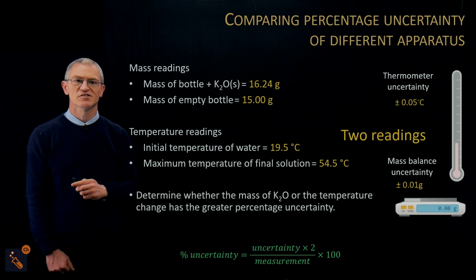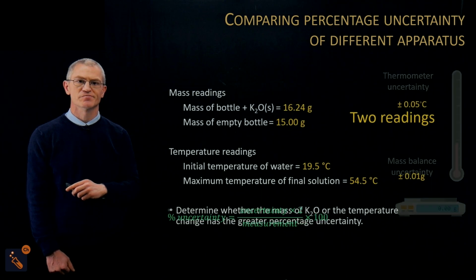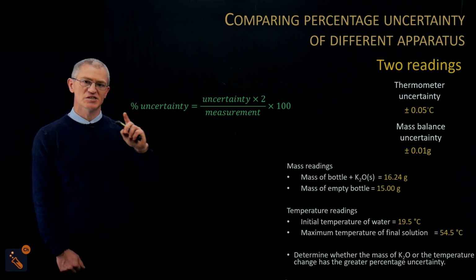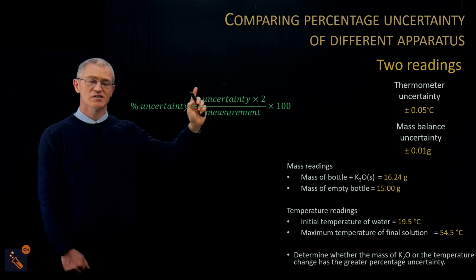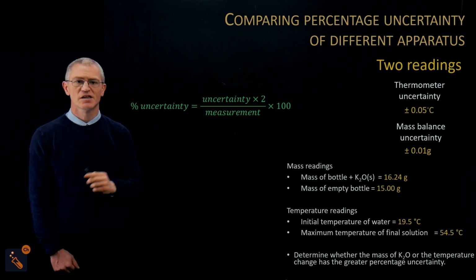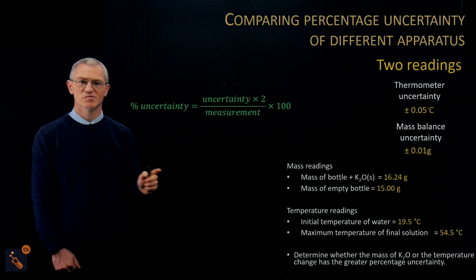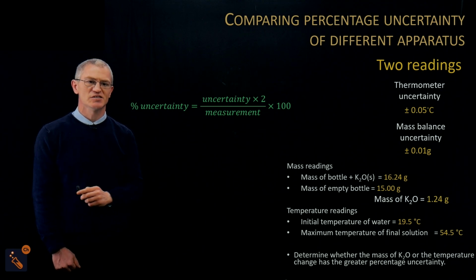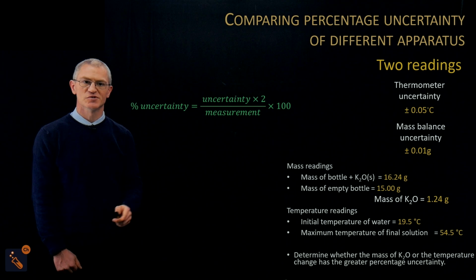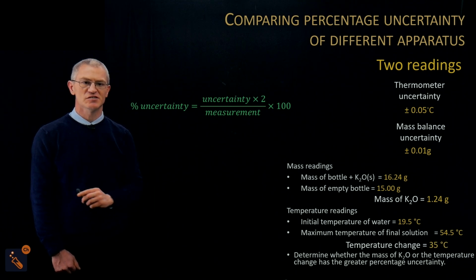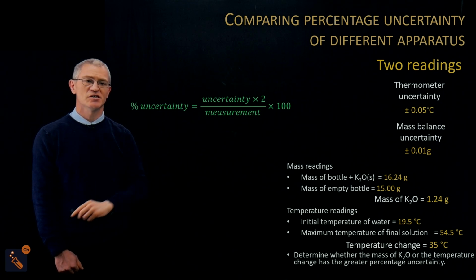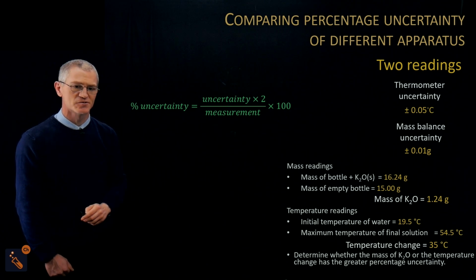So we now need to calculate the uncertainties for both of these sets of readings. So let's do that. So to do the percentage uncertainty, we need the uncertainty itself, which we're given in the top right corner here, 0.05 and 0.01. And we need to do the measurement. We can do the measurement by taking these different readings and minusing them from each other. So the first one is the mass of potassium oxide being 1.24 grams. And then we do the temperature change. The temperature change is 35 degrees Celsius. So we have a measurement for both the temperature and for the mass balance.